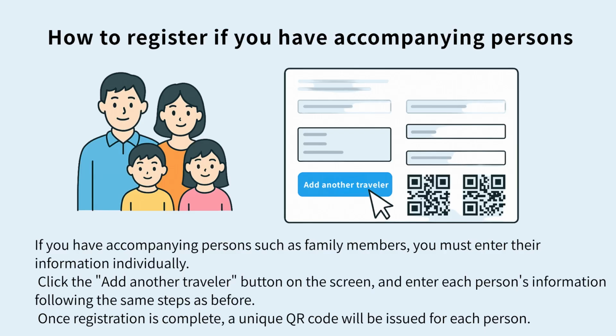If you are traveling with family members or companions, you need to enter each person's information separately. Click the Add Other Traveler button on the screen and enter each person's details following the same steps as before. Once the registration is complete, a separate QR code will be issued for each traveler.